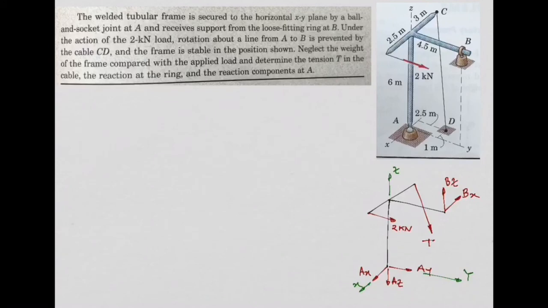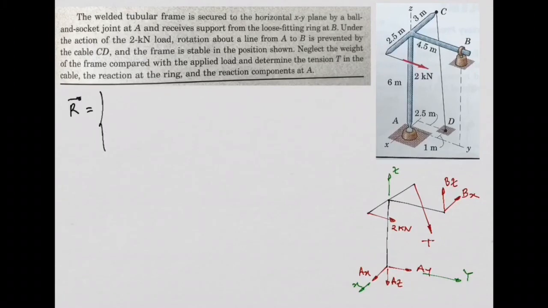Now, equivalent system. So let's calculate the equivalent system about point A. Is it okay? Or do you want a different point? Any point is okay. I think point A is fine because these three reactions, AX, AY, AZ, will not produce any moment about point A. We can simplify our calculations a little bit. So let's start with the resultant of the forces. This is a 3D problem.